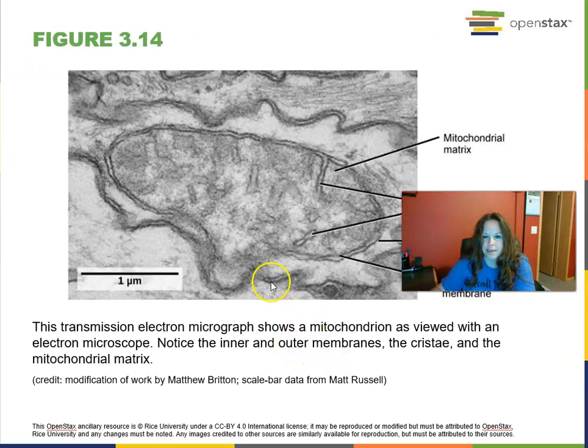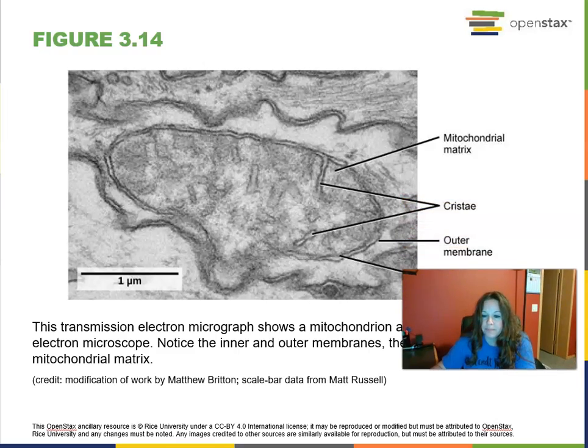So here is a transmission electron micrograph of a mitochondria inside of a cell. You can see it's double membrane. And you can even see how the membrane kind of folds in to the inside of the mitochondria. That basically just gives the mitochondria more surface area to be able to do more reactions to make ATP.